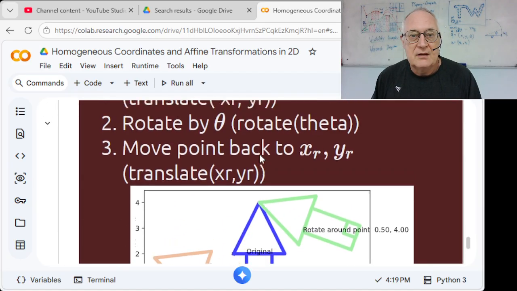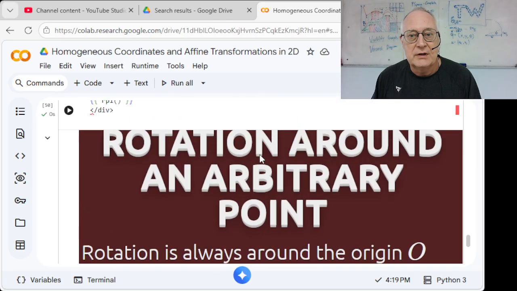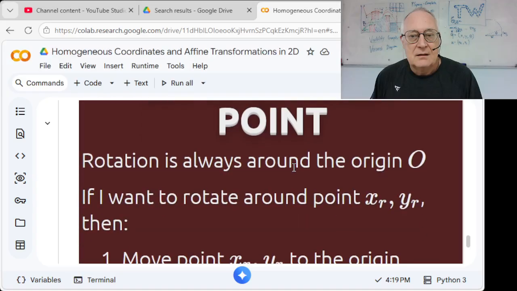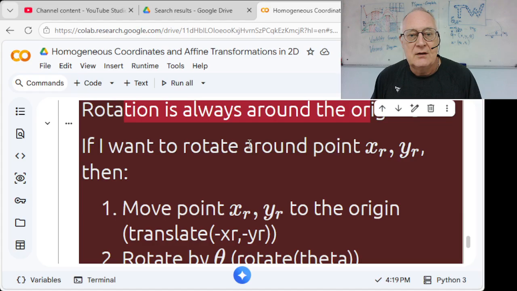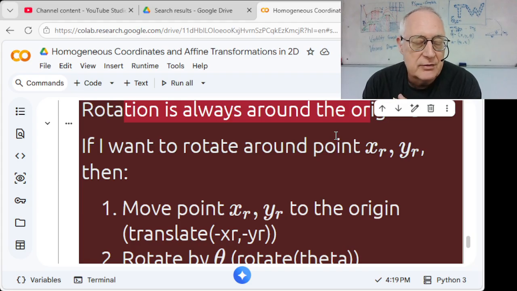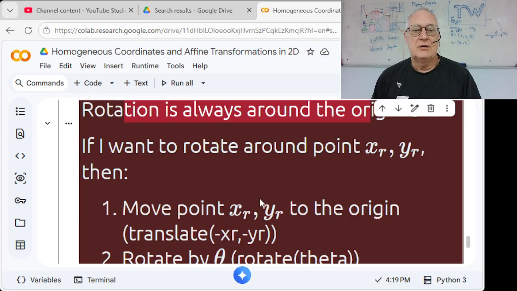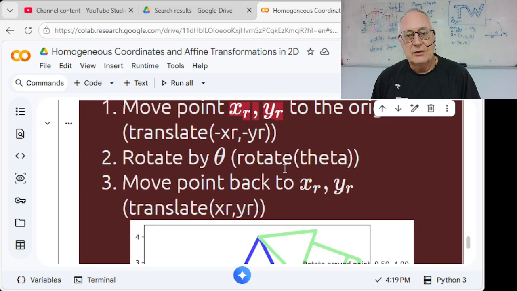Now, one other thing is, how do we rotate around a point? With the rotation matrix that we have, the origin is always the center of the rotation. If I want to rotate around points, and that becomes important when we talk about the kinematics of robots, if I want to rotate around an arbitrary point, then what I have to do is first move that point to the origin, then do the rotation, and then move everything back to the point that I wanted to rotate around.